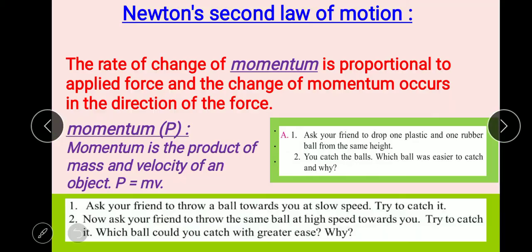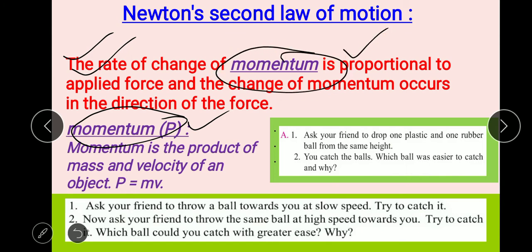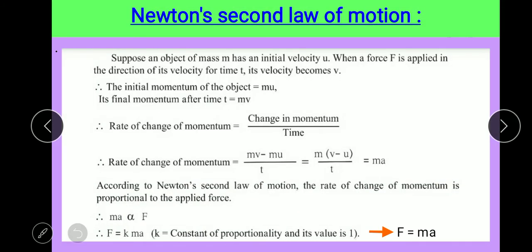See, students, we have already studied momentum. When we are talking about momentum, I will come back to the second law of motion, but before we continue with the law of motion, I'll just explain you what is momentum. We have seen that momentum is nothing but product of mass and velocity. So initial momentum will be mass into initial velocity, and final momentum will be mass into final velocity.